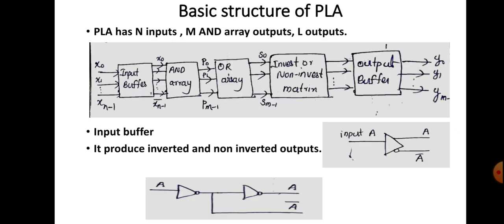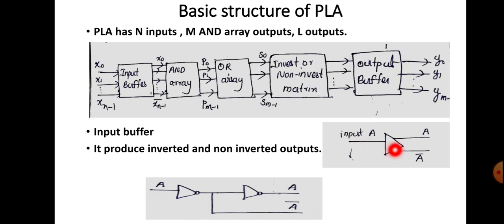So the basic structure of the PLA mainly contains an input buffer, AND array and OR array. Apart from these three, it contains an invert or non-invert matrix and an output buffer. Suppose the PLA has n inputs, M AND gate array outputs, and L outputs. X0, X1, up to Xn minus 1 are the n inputs given to the input buffer.